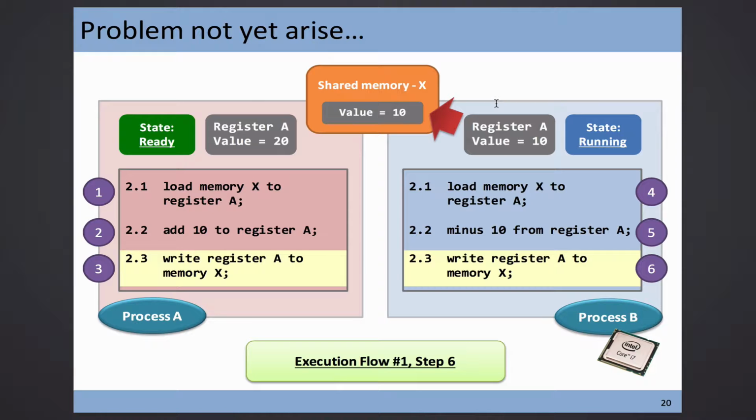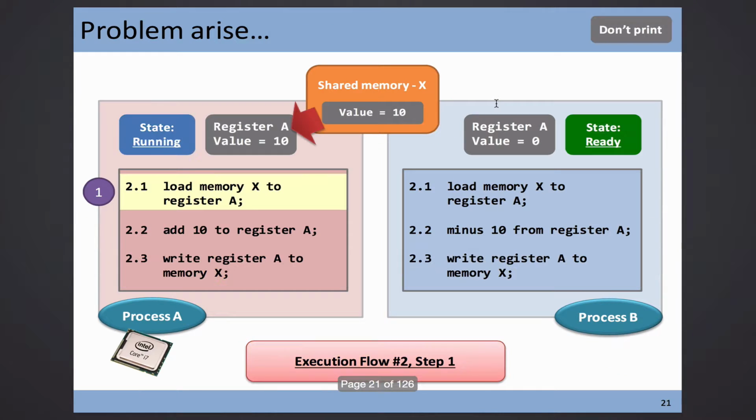Okay, continue. So this is the bad move. Good move, sorry, good move. Now how about a bad move? A bad move can be something like this. Let's say that is execution number 2. Bad move: 2, 1, 1 of process A start first. Now you have the memory 10 loaded in register A, no problem.